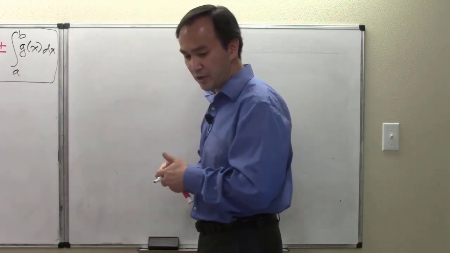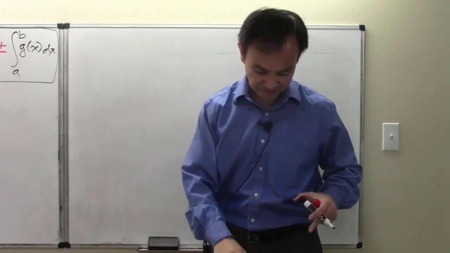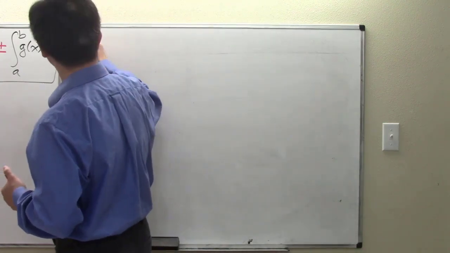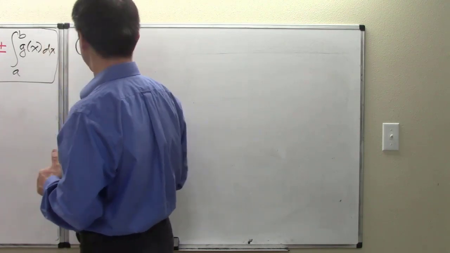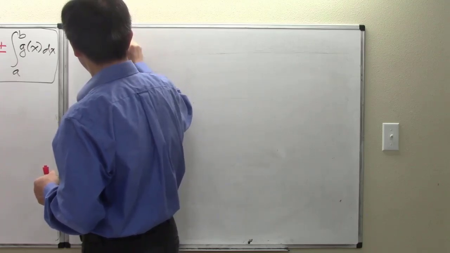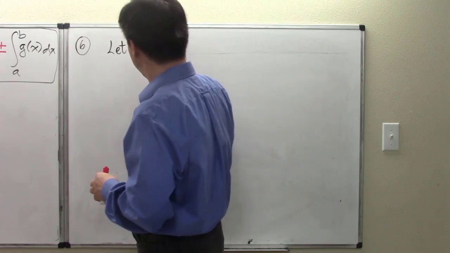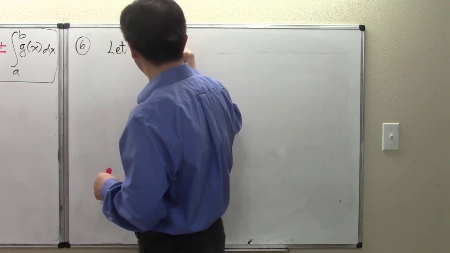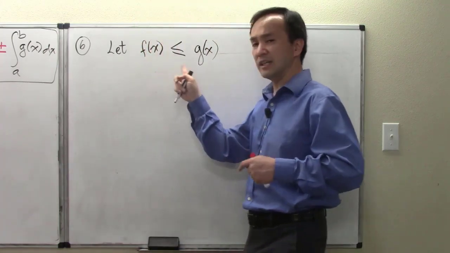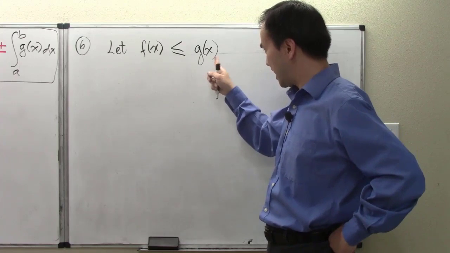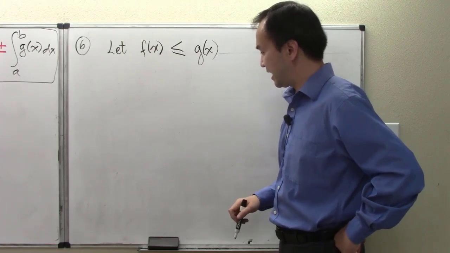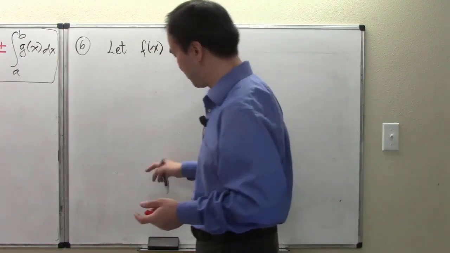All right, now here we are at property number 6. I have to start out saying that if we have one function f of x known to be lower than or at most equal to another function, so f of x is less than or equal to g of x. Or you can also say that if we have some function g of x being greater than or at least f of x, then here's one thing we can always see.